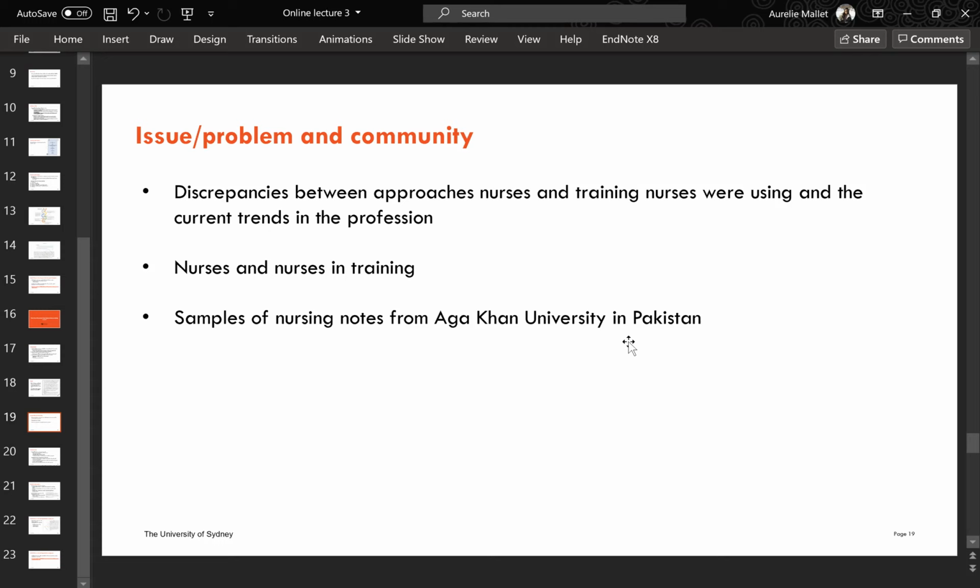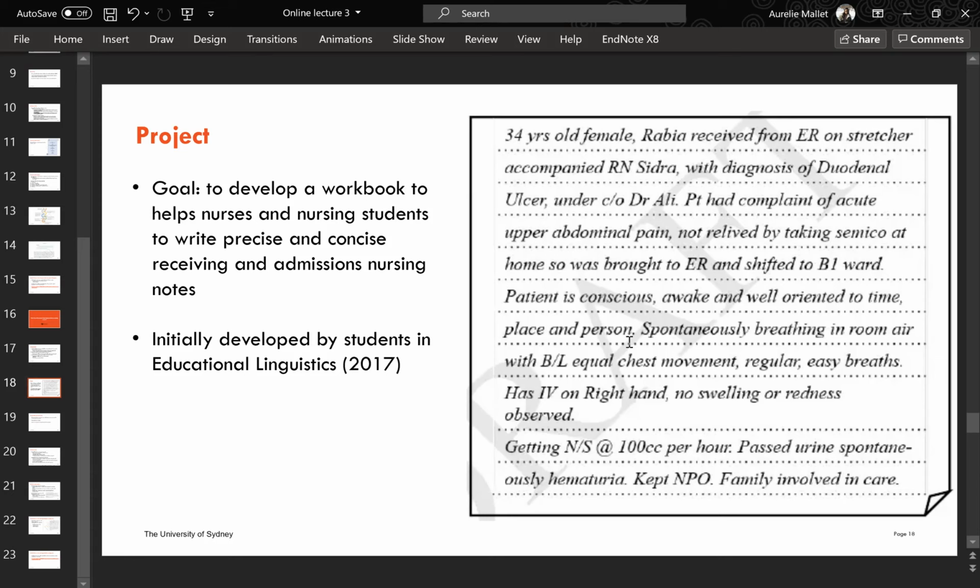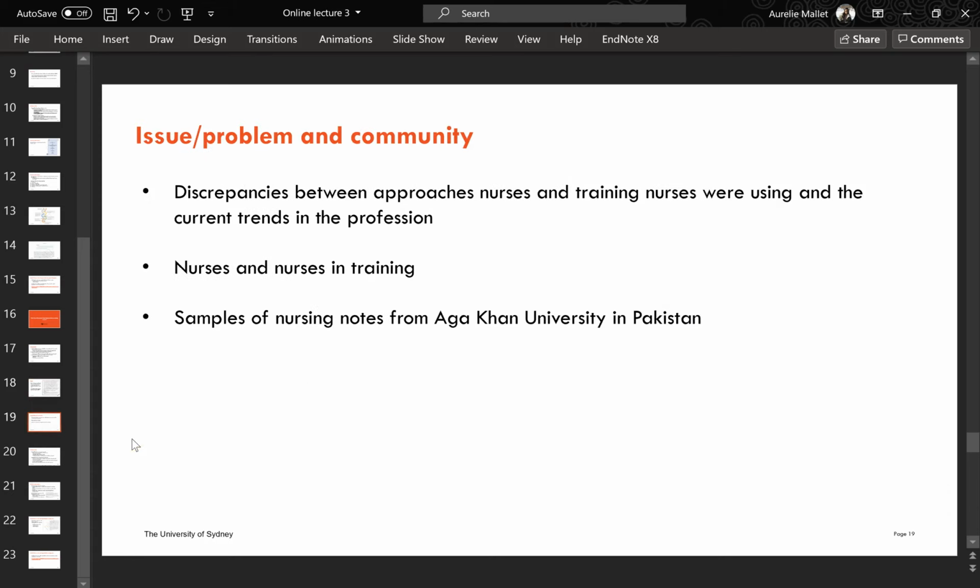Like I said, the community they were working with were nurses and nurses in training, and they also used this actual sample of a nursing note. It came from the Aga Khan University in Pakistan. So there's kind of two communities here. The community that they worked with was the Aga Khan University, and in addition to that, the workbook was meant for the broader nursing community, not just other universities. I'll show you guys, in the preface of the workbook, it does say it can be used for just nurses, anywhere in the world really.